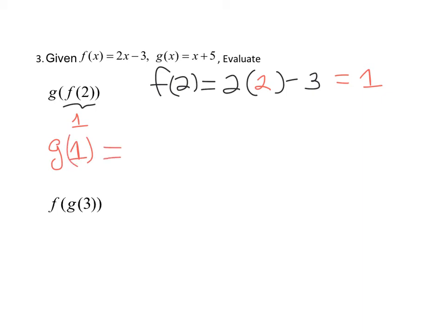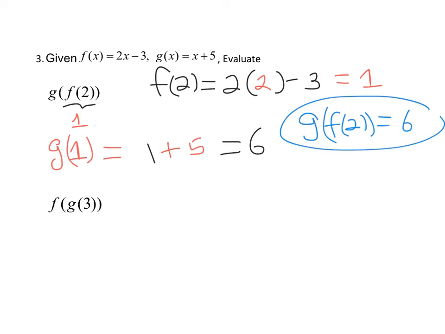So what does that mean? In the g function, where there is x, I'm going to put 1. So I put 1 there, so I get 6. So what does that mean? Let me just summarize it here, and let me use a different color here. So that means g of f of 2 is equal to 6. That's my answer there.